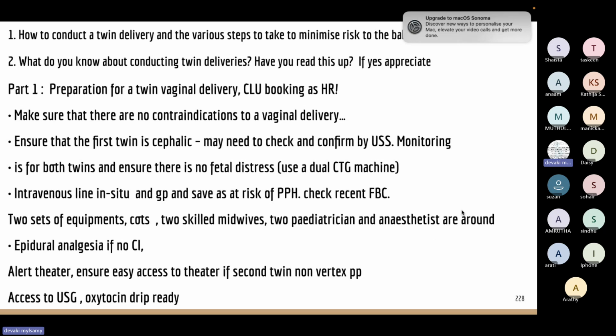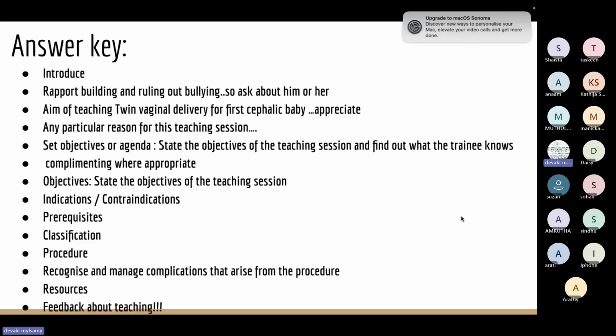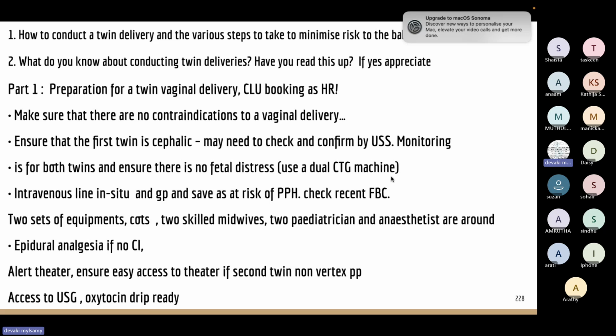Anesthetist for epidural also. Since these patients are at risk of intervention and at risk of cesarean section, theater will be alerted. Ensure early and easy access to theater if the second twin is in a non-vertex presentation. Access to ultrasonography and oxytocin drip will be ready. These are my prerequisites. Access to ultrasonography, did you mention? I didn't mention it in my points.